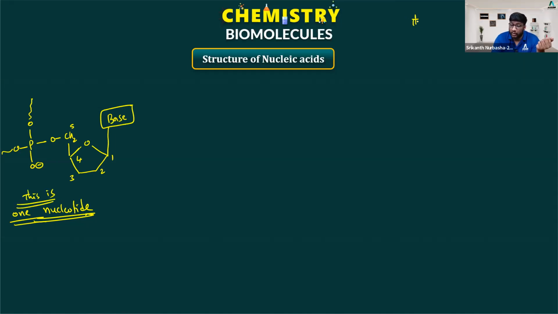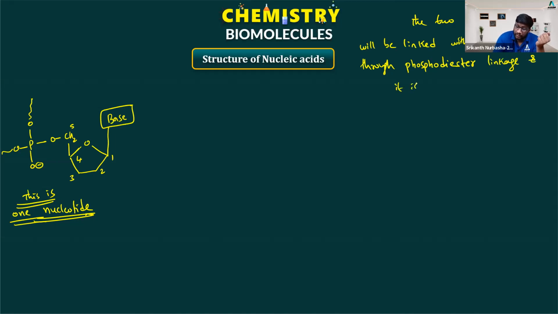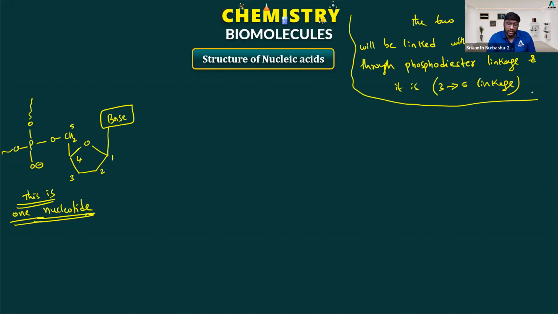The two nucleotides will be linked with each other through phosphodiester linkage, and it is a 3-5 linkage. The third carbon of one nucleotide links with the fifth carbon of the other, and that phosphodiester linkage will ultimately lead to the formation of the respective nucleic acids.